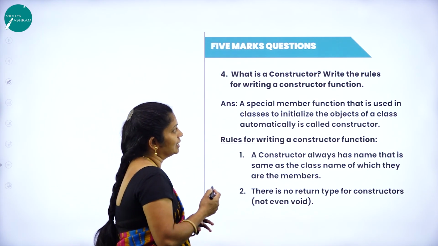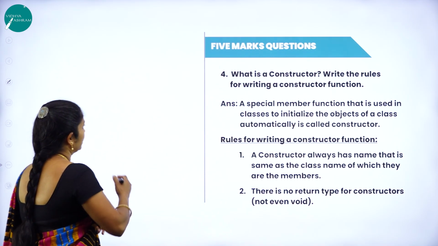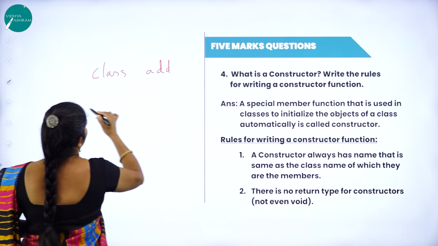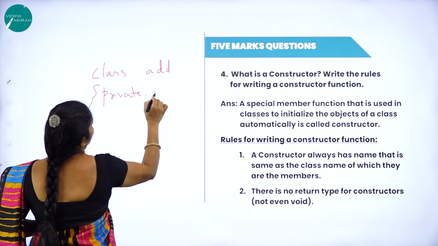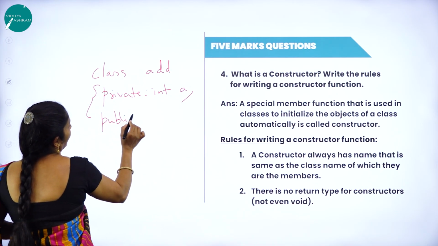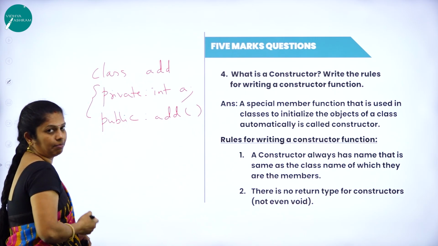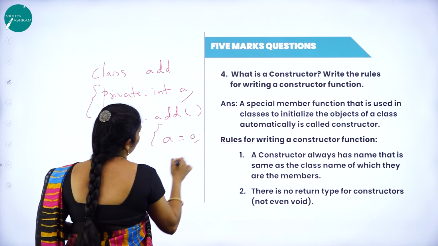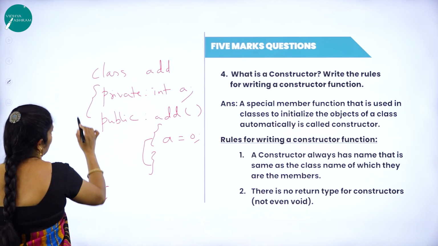Next, what is a constructor? Write the rules for writing a constructor function. When we come to a constructor, for example, we consider class add only. In the private section, we declare the variable, for example, int a. Then in the public section, we take the add function only. Then here, an empty bracket, that is a default constructor. In this, I will initialize a value equals 0. Then we close this constructor, and later we close the class.